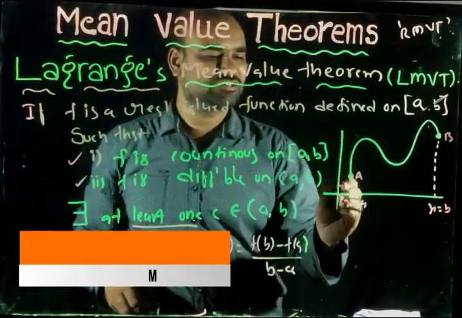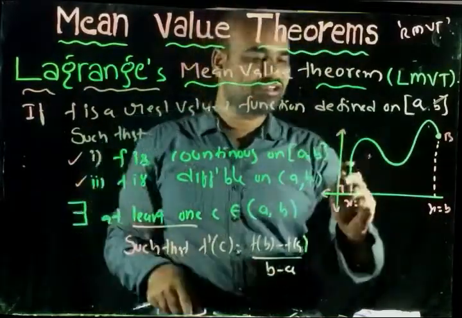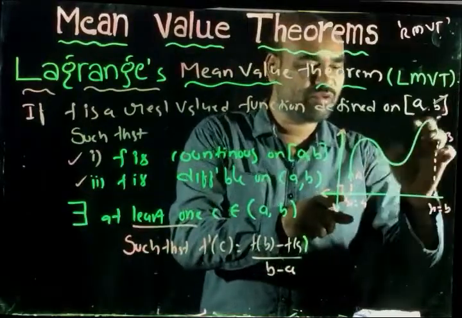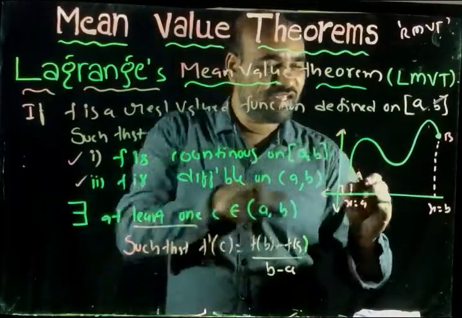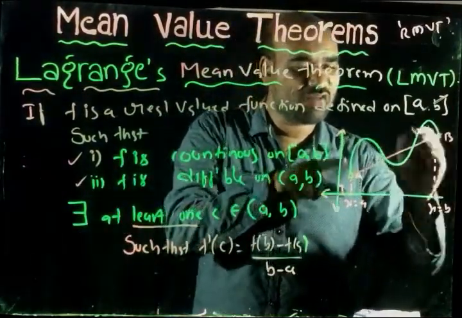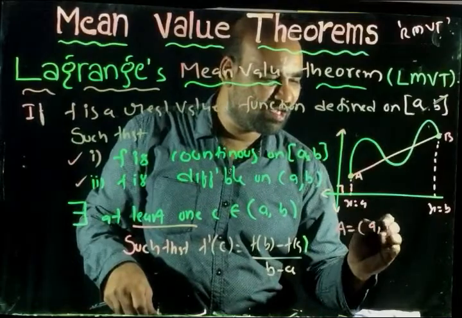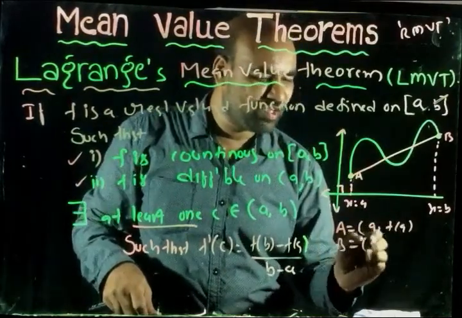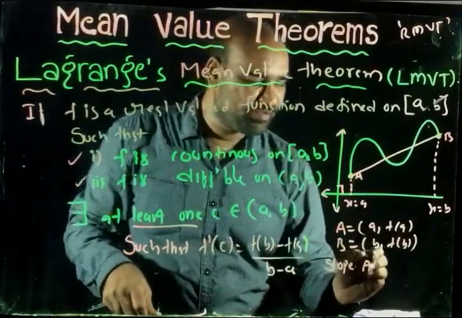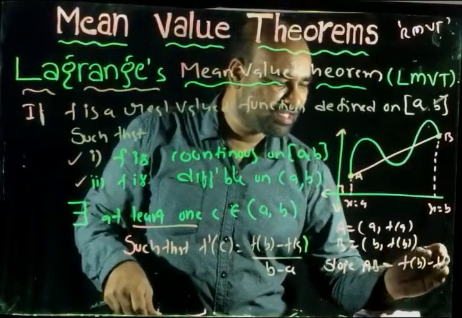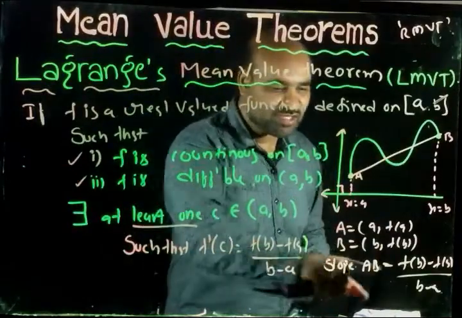Here, this is the function f(x) whose graph is given like this. This function is continuous in the closed interval a to b and differentiable in the open interval a to b. Here a and b are joined. This is called the chord of the graph, or chord of the function. The coordinates of A are (a, f(a)). The coordinates of B are (b, f(b)). The slope of AB is nothing but (f(b) - f(a))/(b - a). Observe here, (f(b) - f(a))/(b - a) is the slope of AB.